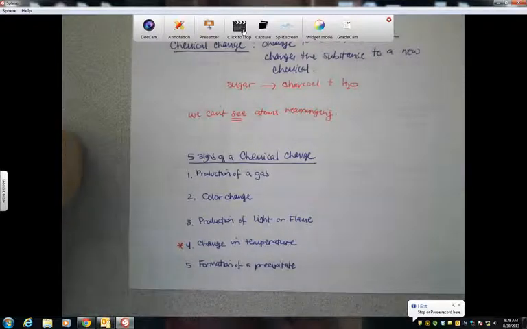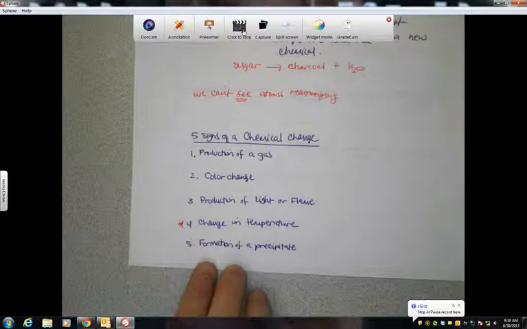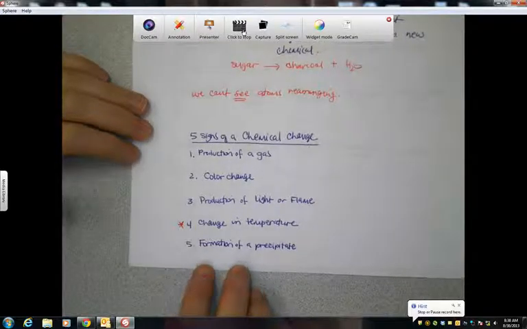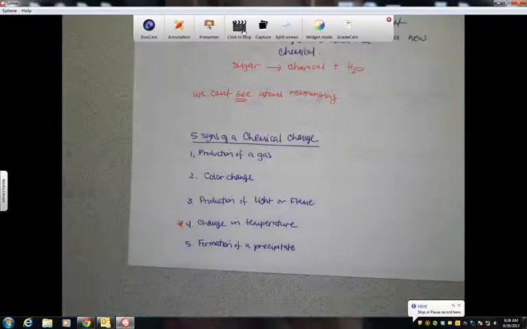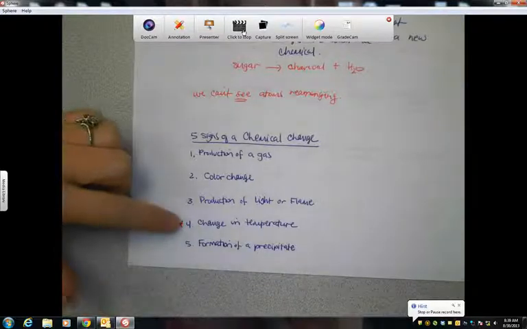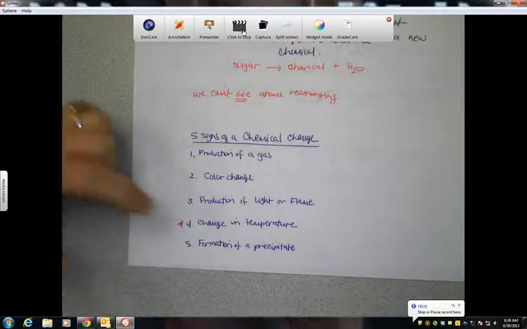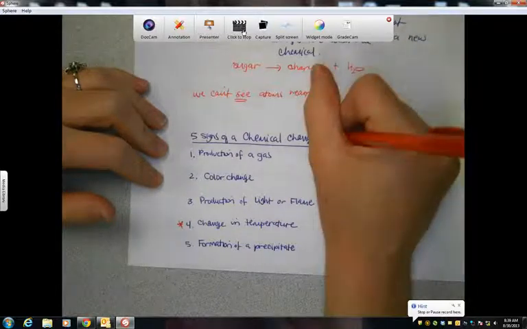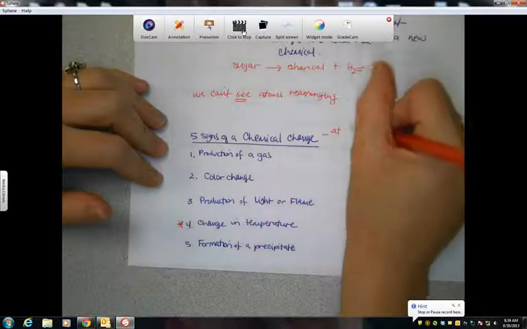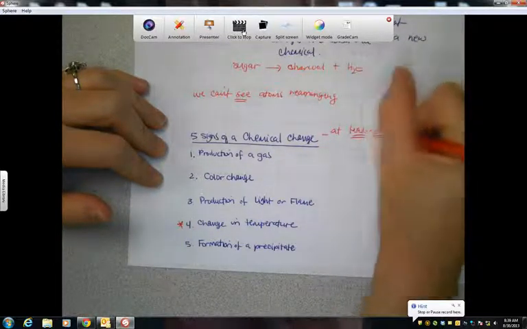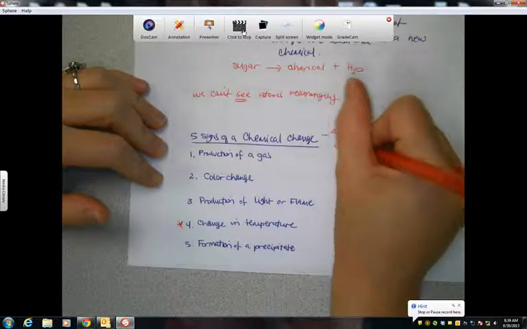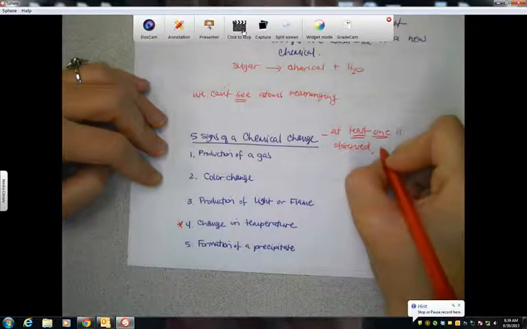So there are 5 indications of a chemical change. And not all 5 of these have to happen for a chemical change to have occurred. Just one or more. But if at least one of these things, except for temperature change, and we'll talk about that, if at least one of these things is observed, then you have a chemical change.